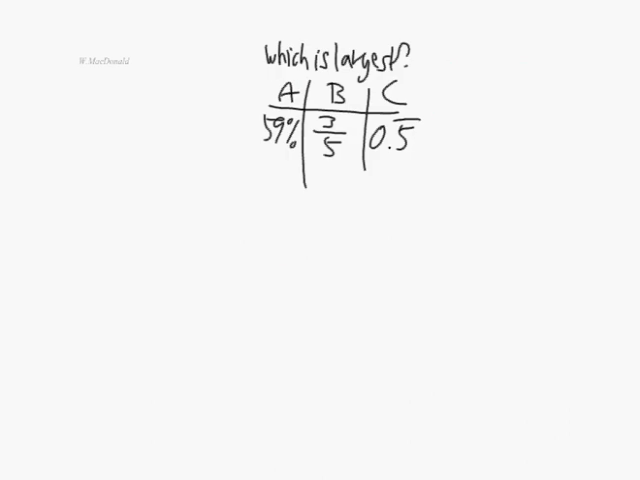Question 4 says, which is largest? 59%, 3/5, or 0.5 repeating? Again, when we compare fractions, decimals, or percents, it's easiest to compare them when they're all in the same form. So for this particular one, I'm going to choose decimals. 59 hundredths is 0.59, so is 59%. 3/5 is 6/10 is an equivalent fraction, which means it is 0.6. And 0.5 repeating is 0.5555 to infinity. Of these three decimals, which one's the largest? B, 3/5, or 60 hundredths.